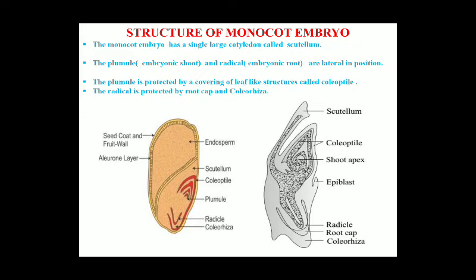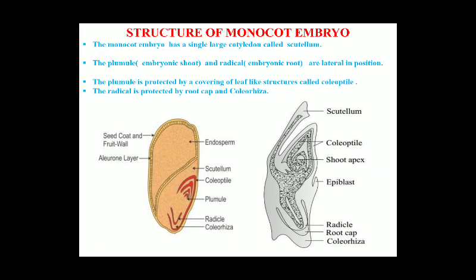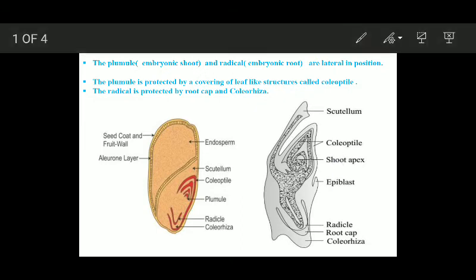Today we will be talking about the structure of the monocot embryo and then the development of the monocot embryo. The monocot embryo possesses a single large cotyledon, which is named the scutellum. This is very much important. Remember, monocots are named monocots because of this fact: they possess a single cotyledon, and that cotyledon is known as the scutellum.